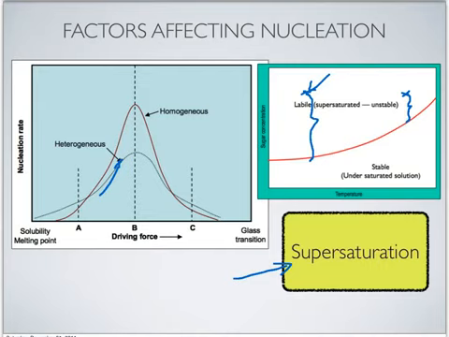On the other hand, let's say we have a point here on the solubility curve at a certain temperature, and another point here. So again, this point here means that we have a higher degree of supersaturation compared to this point here. So in this case, the rate of nucleation at this point would be much higher than this point.